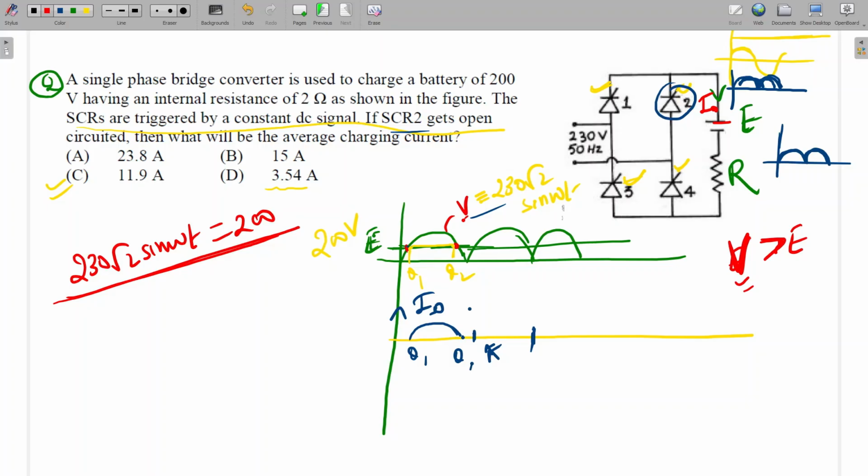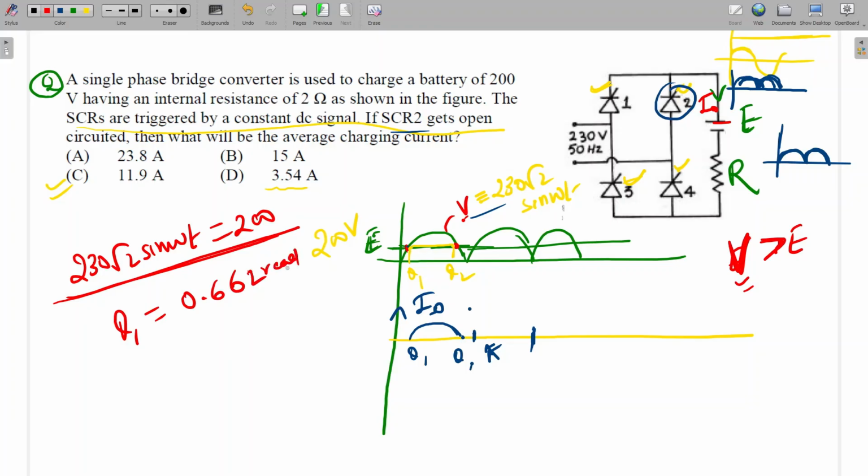In this kind of question, I suggest you do all the calculation in radian value. Where the actual value is needed, we have to calculate in radian, so we can put the calculator in radian mode. Sin inverse of 200 by 230 root 2, that is 200 divided by 230 into root 2. How much? 0.662 radian. Theta 1 is equal to 0.662 radian.